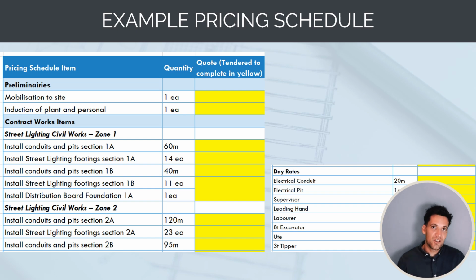For the streetlight foundations, we've got 14 foundations. And we've also got a day rate section. This is where we're just getting lump sum quantities per hour, per day, per unit of materials for different activities we potentially would require the contractor to do as variations.